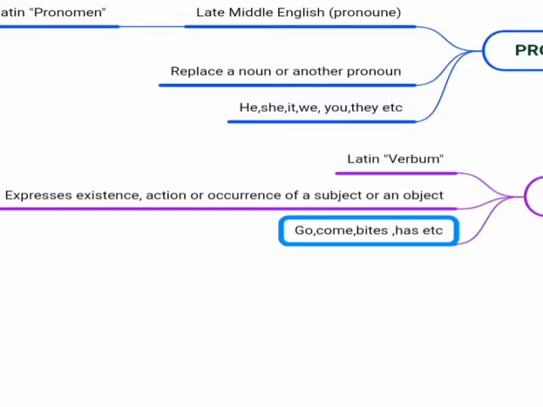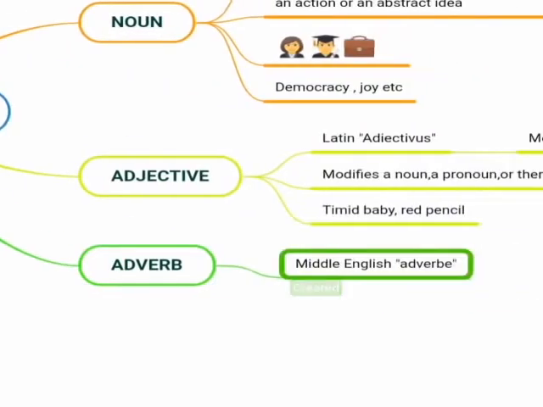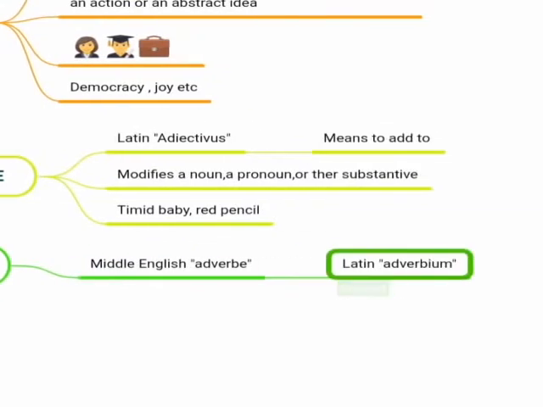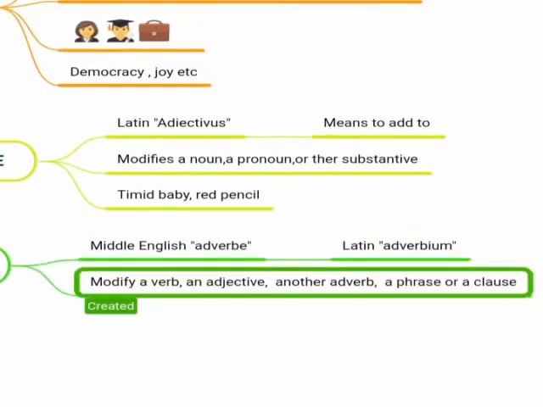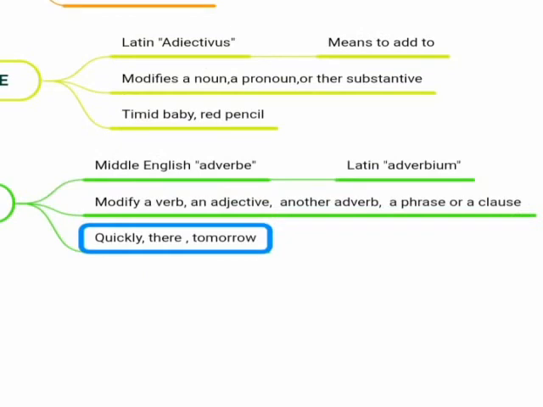So the next is adverb, which comes from the Middle English adverbi and the Latin word adverbium. It is used to modify a verb, an adjective, another adverb, a phrase, or a clause. For example, quickly, there, tomorrow, etc. Quickly as a manner, there as a place, tomorrow as a time. These are the types, but we will discuss them in the upcoming lectures.